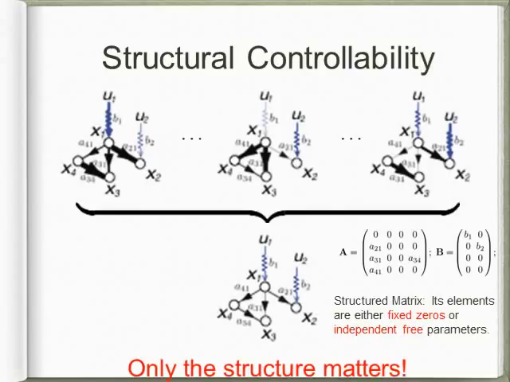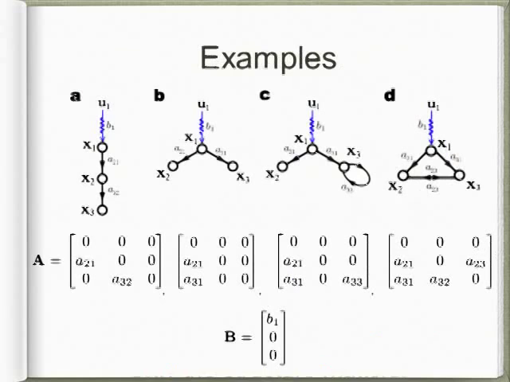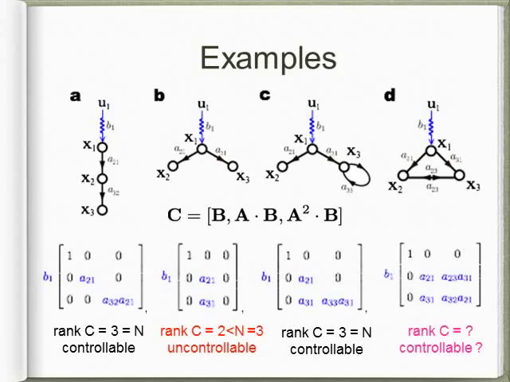How shall we appreciate this statement? Let me give you an example. This is the direct path. We know how to solve the problem. We write down the A matrix and the B matrix, and then work out the controllability matrix C. In this case, the C matrix has full rank, so the system is controllable. Even without using structural control, we know that, because if those link weights are non-zero, this matrix is guaranteed to have full rank.